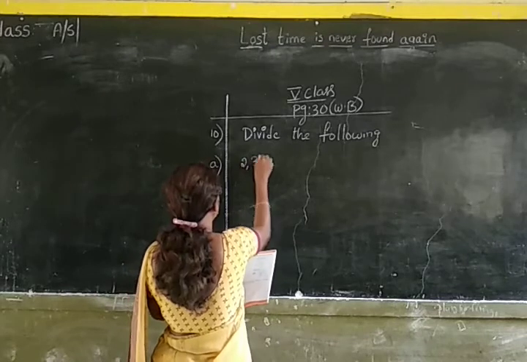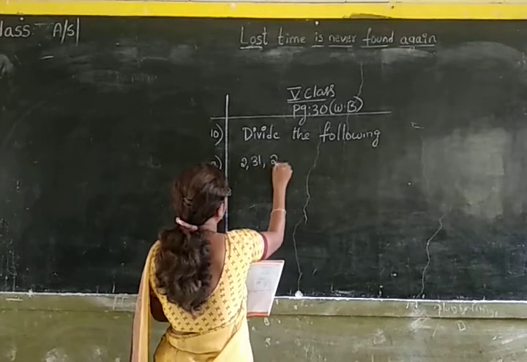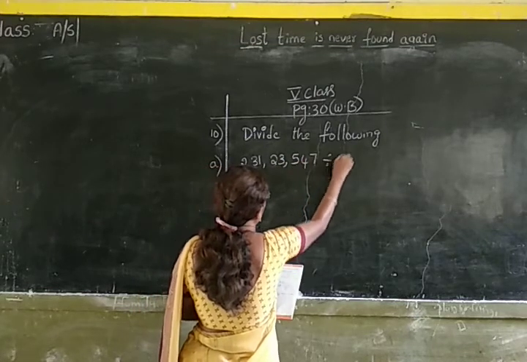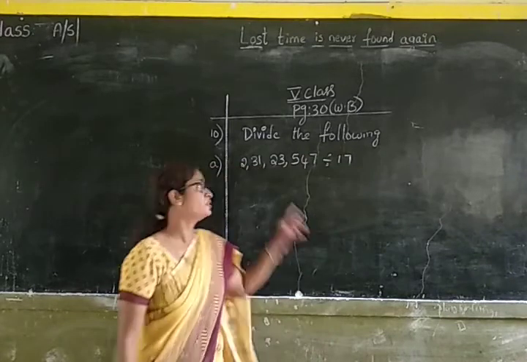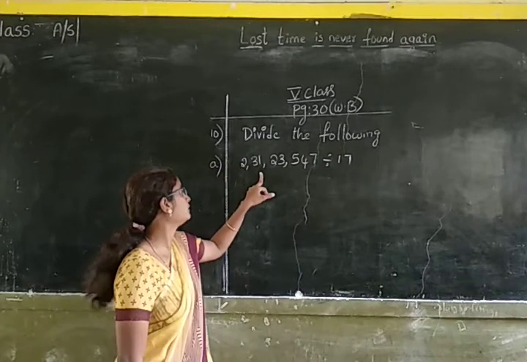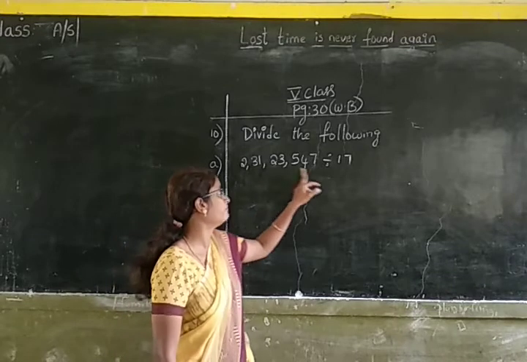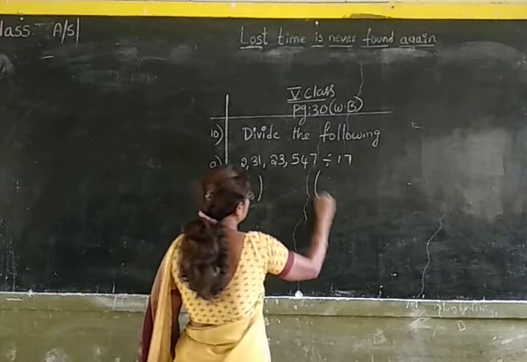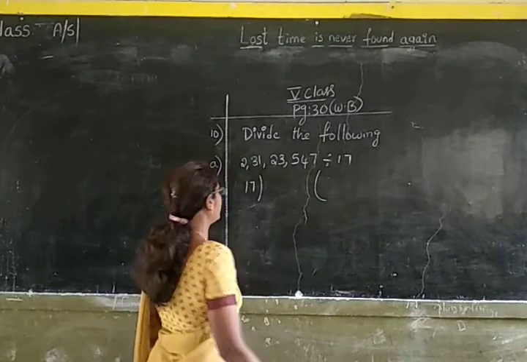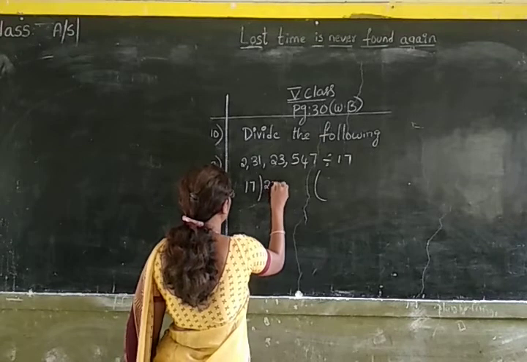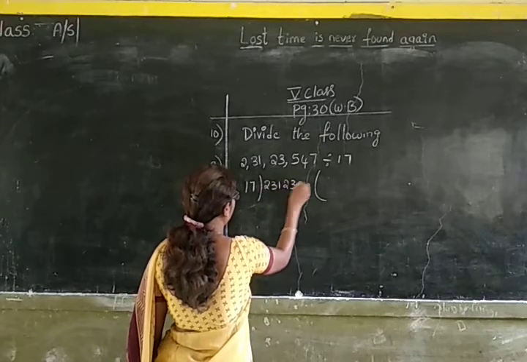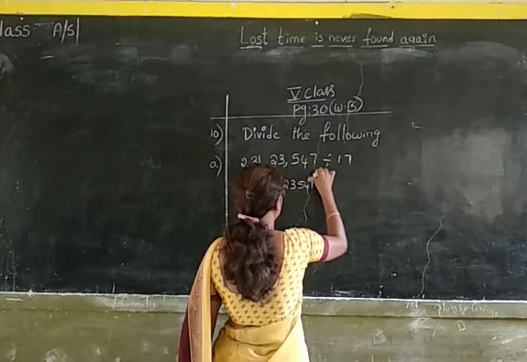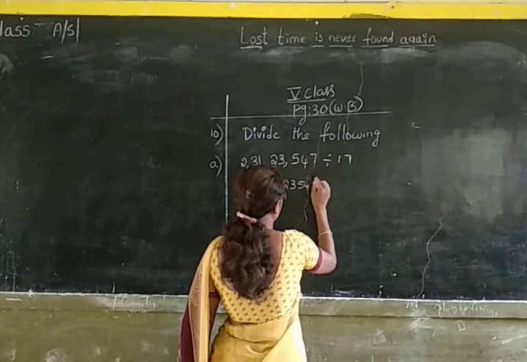2 crores 31 lakhs 23,547 divided by 17. Today we have to divide 2 crores 31 lakhs 23,547 with 17. So first we have to write down 17 on the left side of the bracket, and 2 crores 31 lakhs 23,547 in the middle of the bracket. You should write it in the middle of the bracket. Okay children.